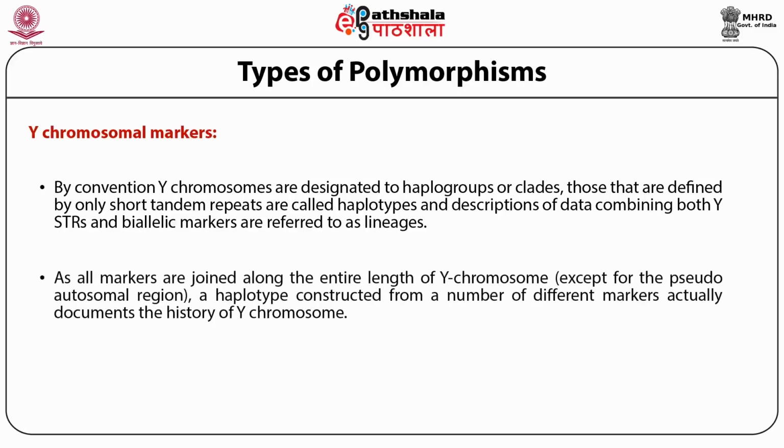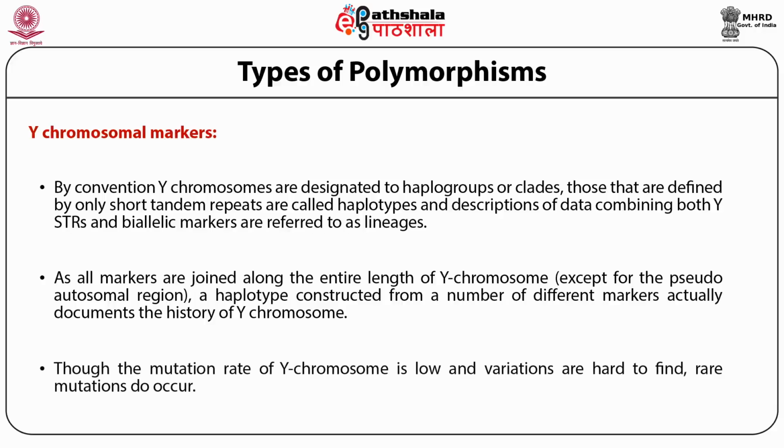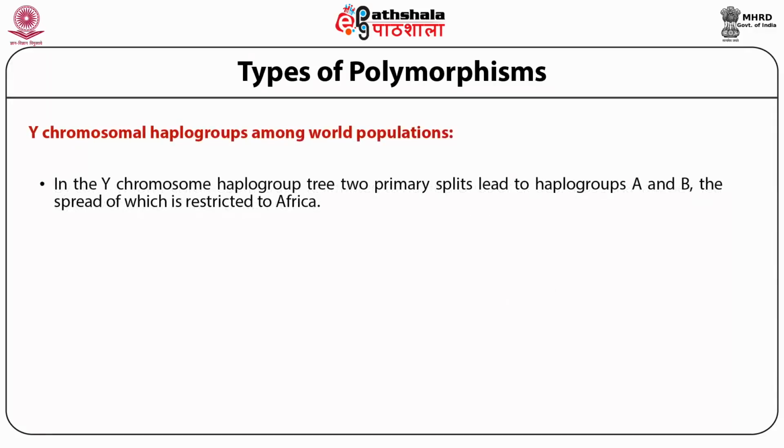As all markers are joined along the entire length of the Y chromosome except for the pseudo-autosomal region, a haplotype constructed from a number of different markers actually documents the history of the Y chromosome. Though the mutation rate of the Y chromosome is low and variations are hard to find, rare mutations do occur. Y chromosome haplogroups among world populations.